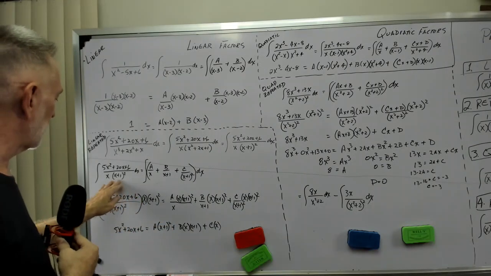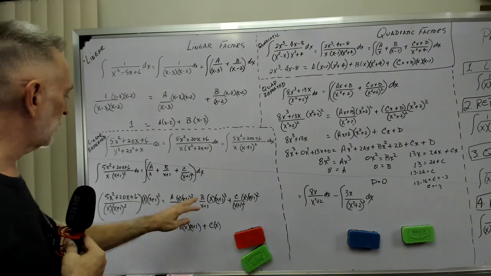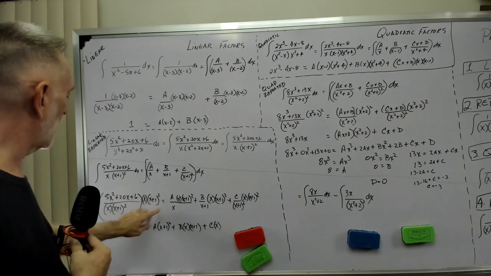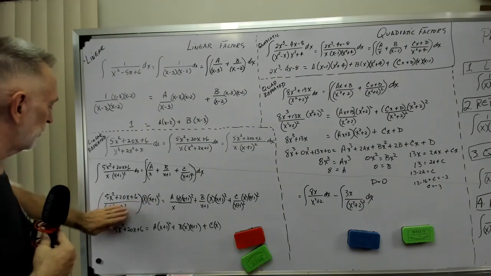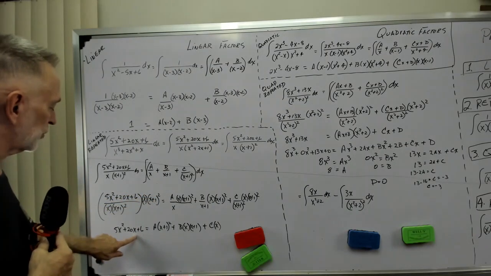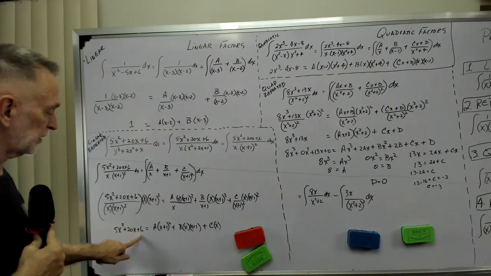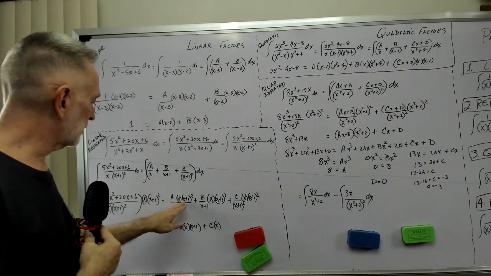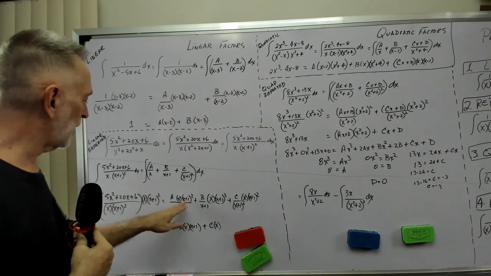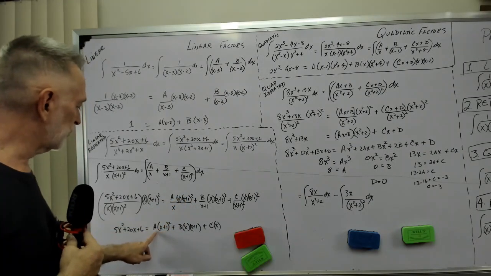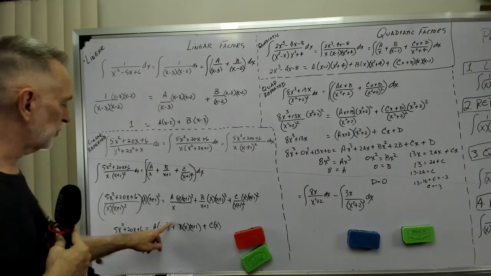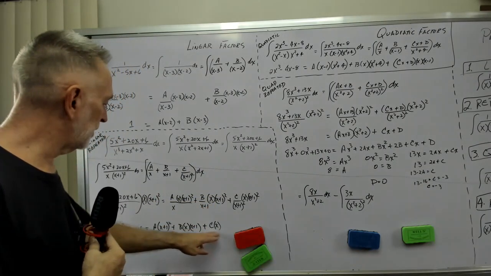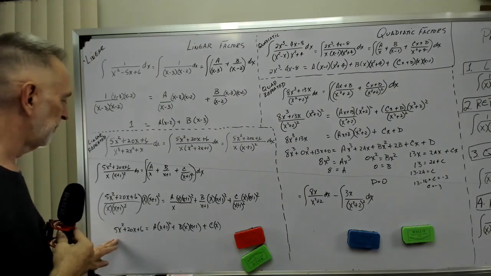Now again, I'm multiplying every term by x times x plus 1 squared. If I do that, all this drops out and I'm left with 5x squared plus 20x plus 6. So now if I multiply x times x plus 1 squared, the x's cancel, I have A times x plus 1 squared. Repeat that same process and I end up with these terms.